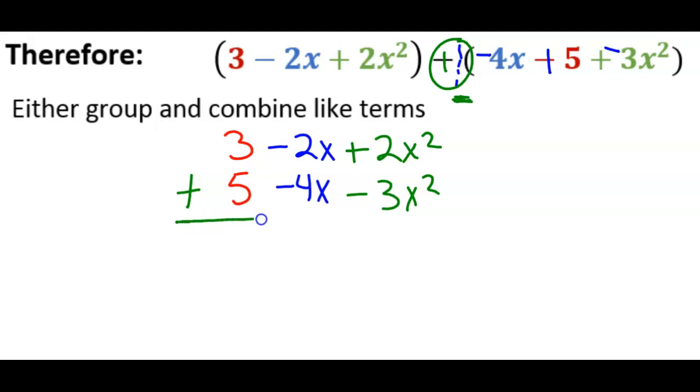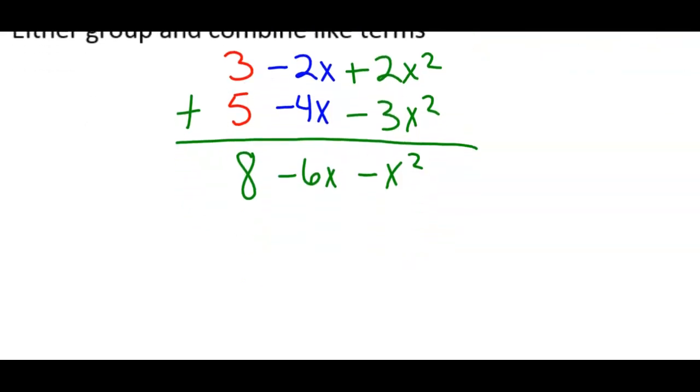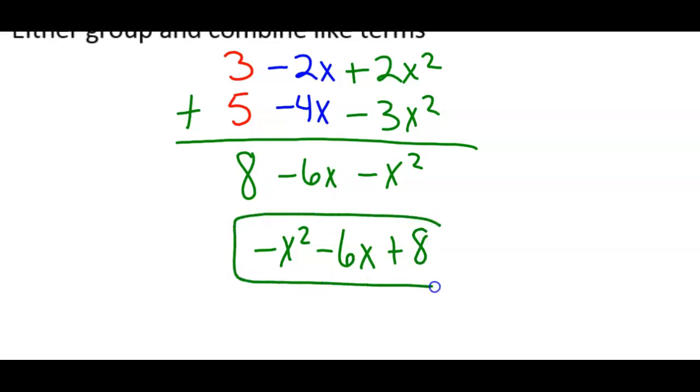And now I can add these together. 3 plus 5 is 8. Negative 2 plus negative 4 is negative 6x. 2 plus negative 3 is negative x squared. So you should have got, and you probably want to write that in the correct order, negative x squared minus 6x plus 8. So here is your final answer.